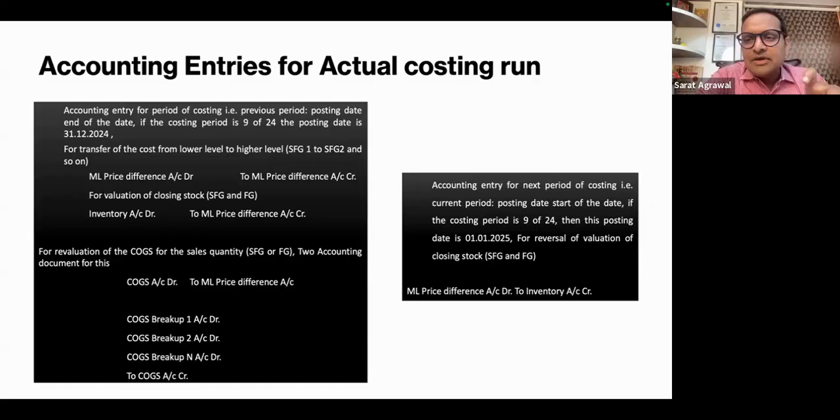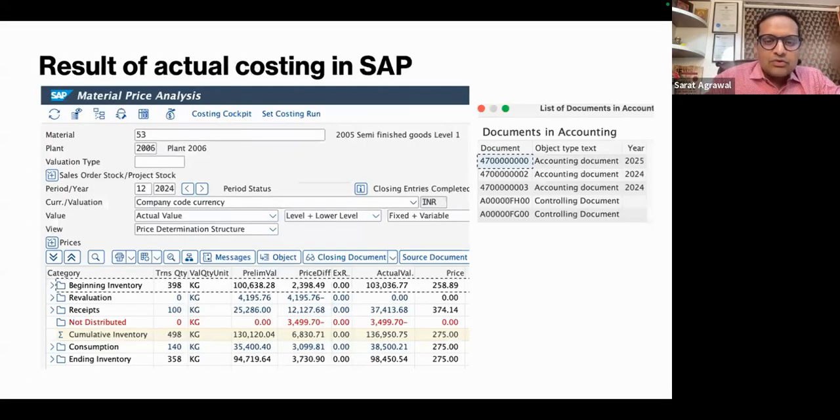At the same time, the system passes another entry in the next month and reverses the impact of the inventory valuations. It is posted on the first day of the current period, that is the next period. And all these entries are getting posted automatically. So let us see the result of the actual costing. You can see this particular product, this is the standard price, and this is the actual price, and these are the accounting documents generated out of the actual costing run.